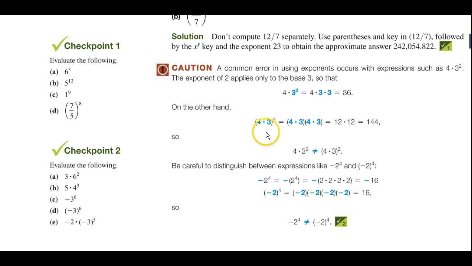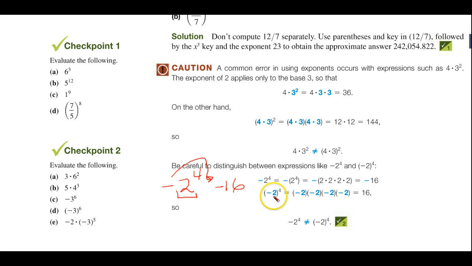Now, another important point we want to bring out here is that when you have a negative sign, well, let's try that one again: negative 2 to the 4th power. What is your base? Is it the negative 2 or just the 2? And the answer is it's just the 2. So then when you raise the 2 to the 4th, you get 16. Then you apply the negative sign.